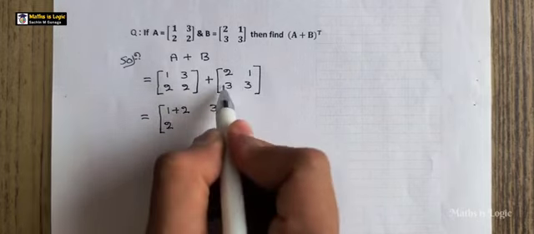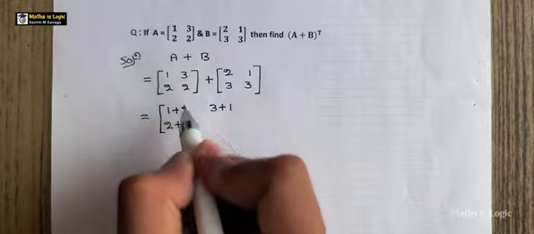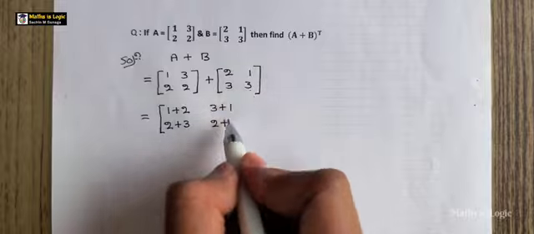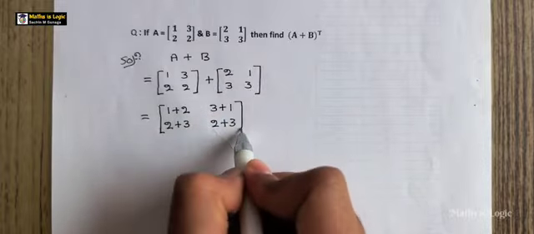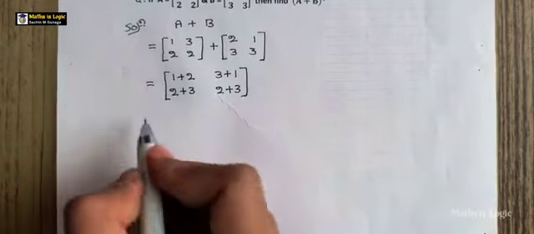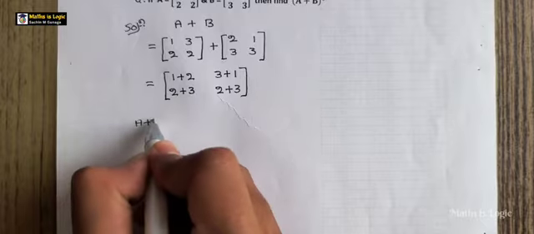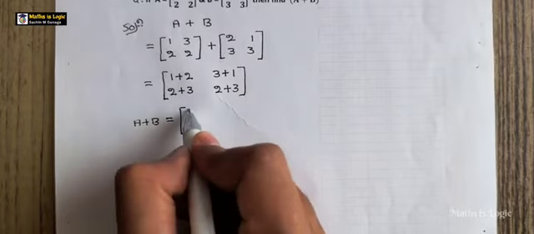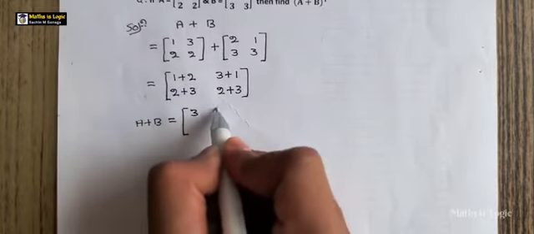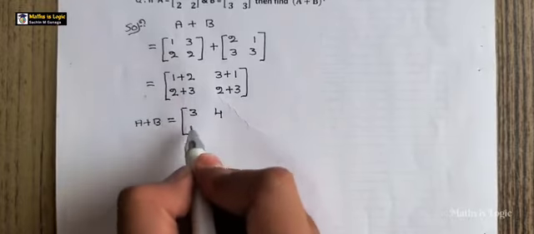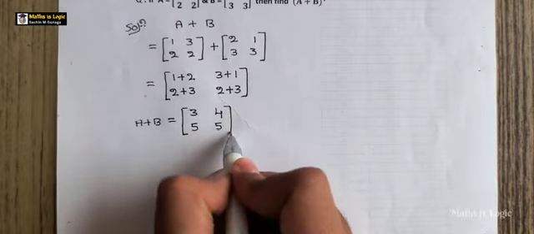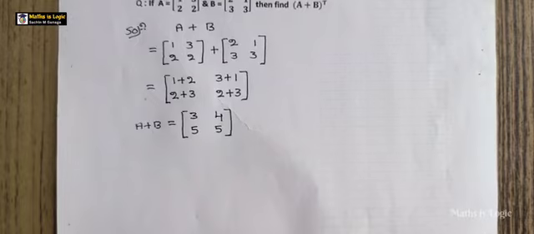Next 2 plus into plus plus 3. Next 2 plus into plus is plus, the last number is 3. Therefore add now. A plus B is equal to 1 plus 2, 3; 3 plus 1, 4; 2 plus 3, 5; 2 plus 3, 5. So this is the value of A plus B.